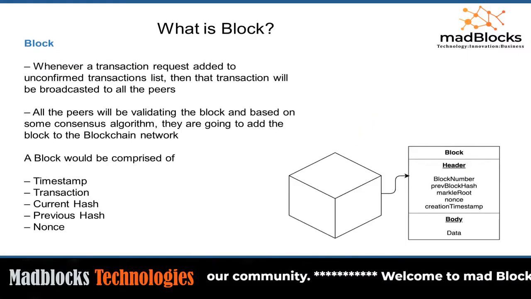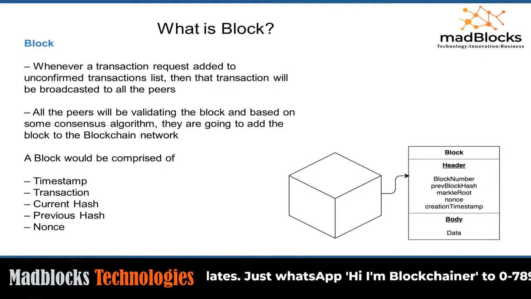What is a block in the blockchain? Let's understand that. Whenever a transaction request is added to the unconfirmed transaction list, in the blockchain, peers will try to read the unconfirmed transaction list. So what is the unconfirmed transaction list? It is nothing but a new request coming from a user. When a new request comes from a user in the peer-to-peer network, the unconfirmed transaction list will be broadcasted to everyone.